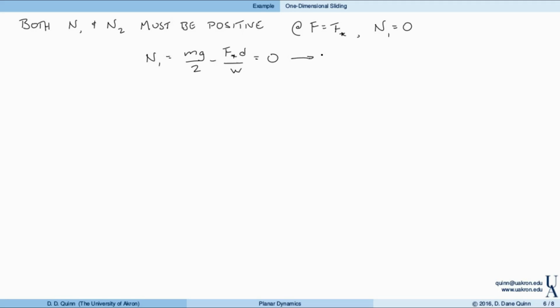And so we can solve this. F star equals mgw divided by 2d. So this is the critical load at which the block begins to tip, provided F is less than or equal to mu mg as well. Right? So this was for sticking, this is for tipping. So now let's look at what happens when the block slips.